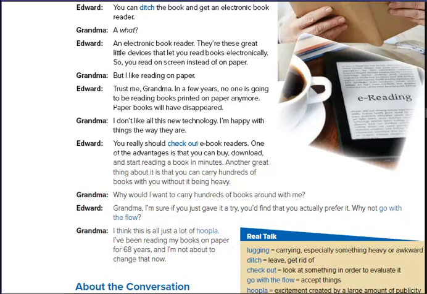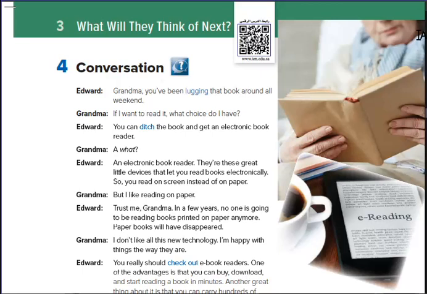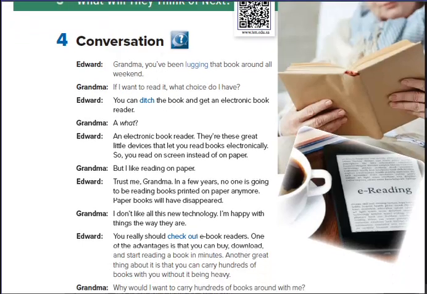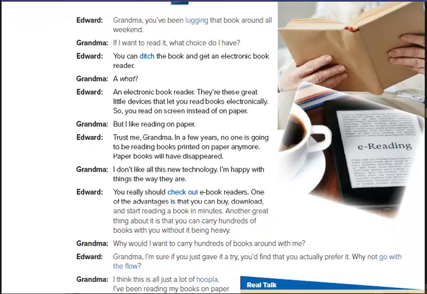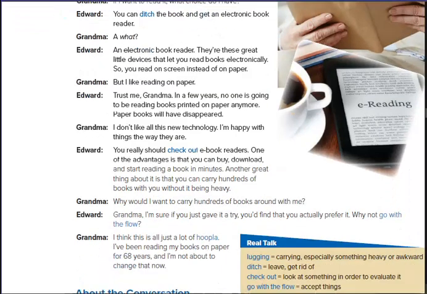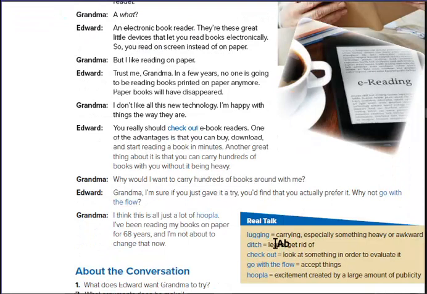Okay, so let's see here from the beginning. Okay, the conversation. So Edward is telling his grandma, you've been lugging that book around all weekend. So lugging that book around. So what does the word lugging mean? It means here, if you look at the real talk, lugging means carrying, especially something heavy or awkward.